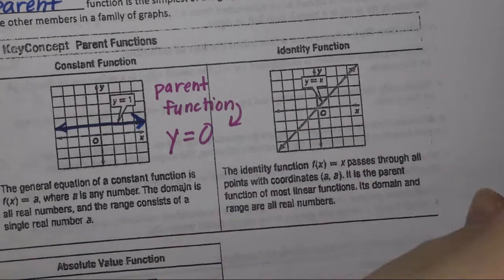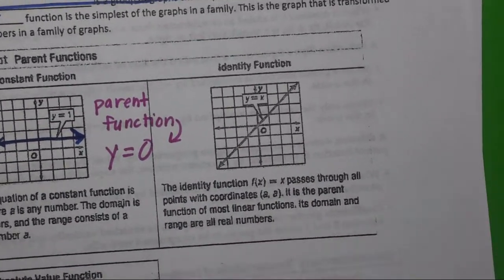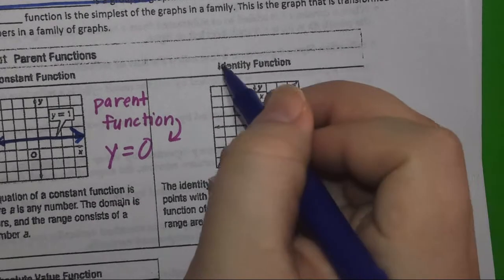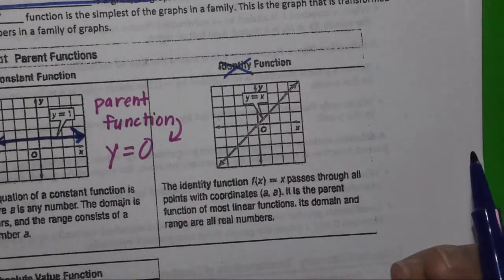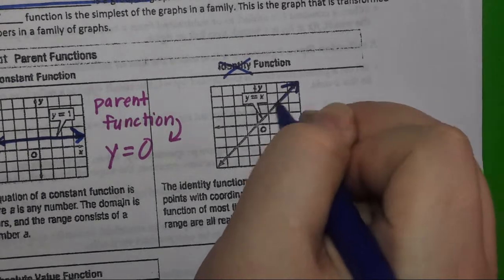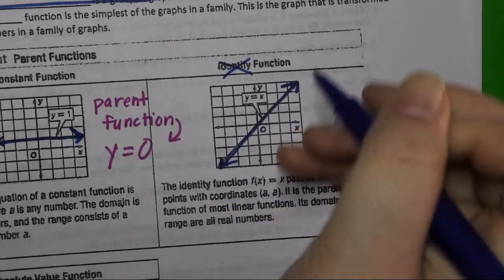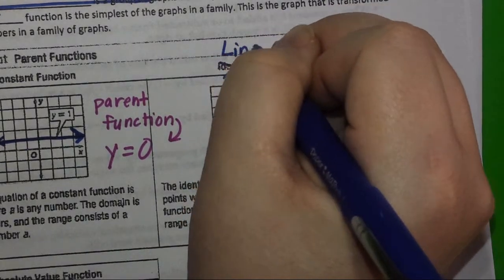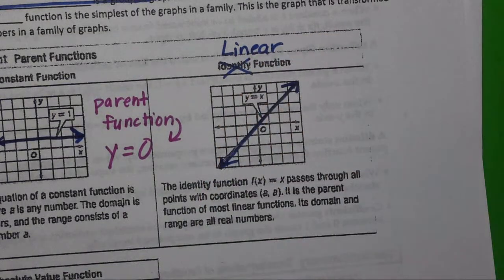Okay. The next one I'm a little rebellious about. I want to change the name. I don't like the name identity function. I think it's dumb. What do you think we should call this graph? I agree. And I'm going to give you a point because last period I had to spell it out for him. I'm going to call it linear.